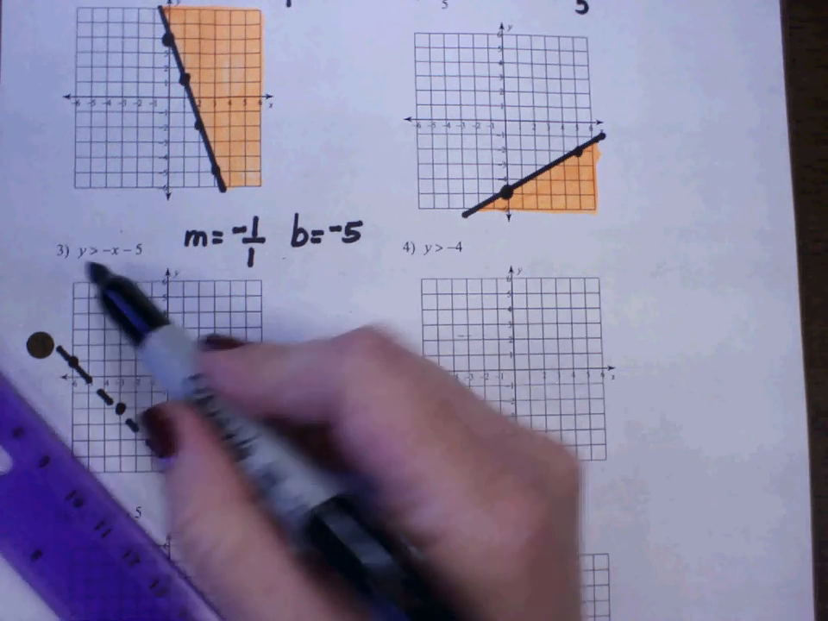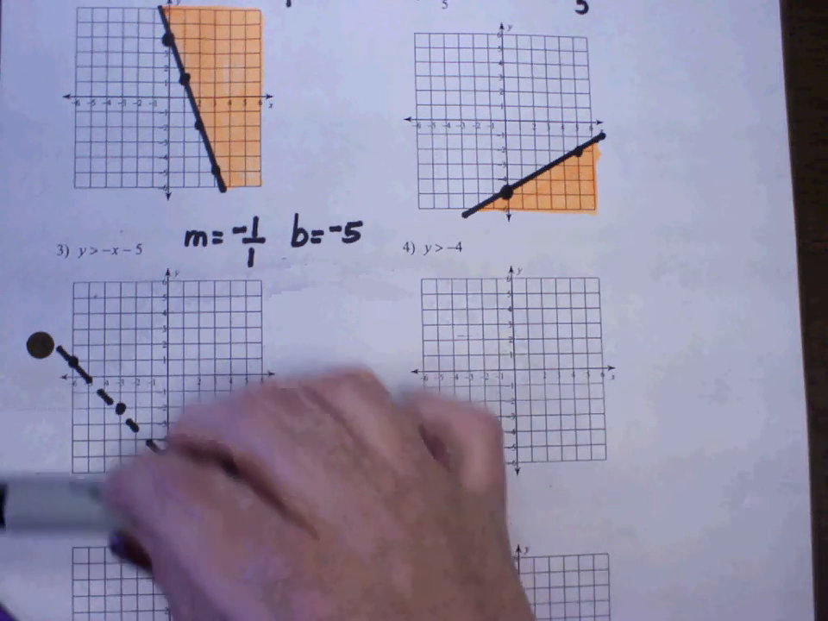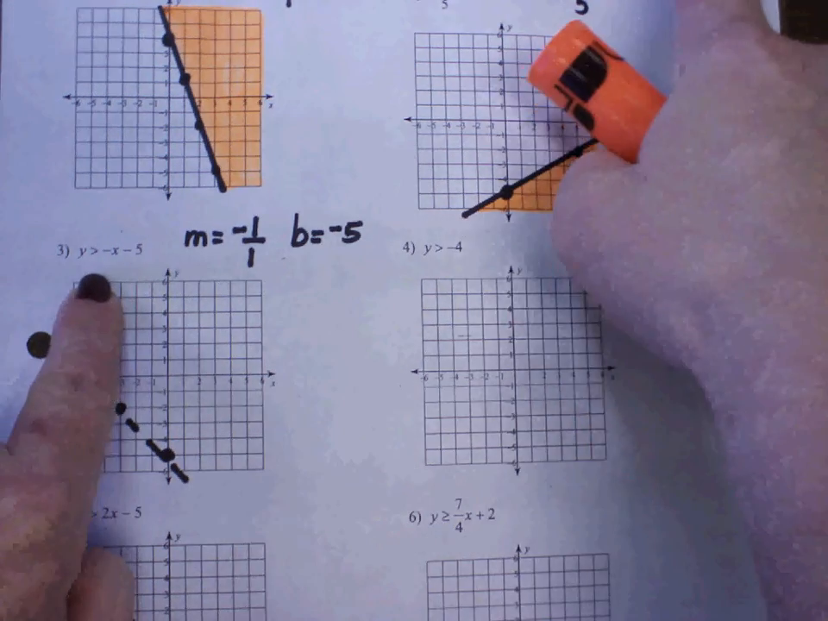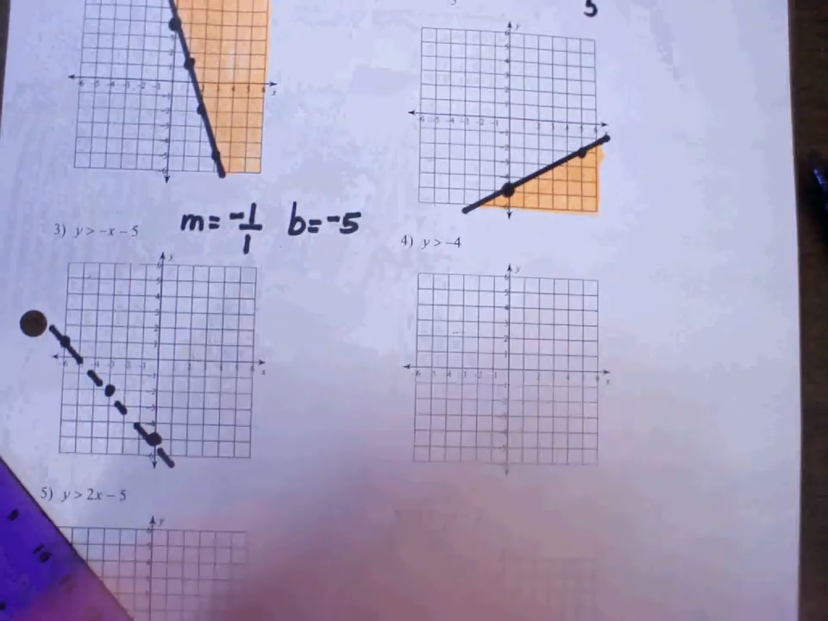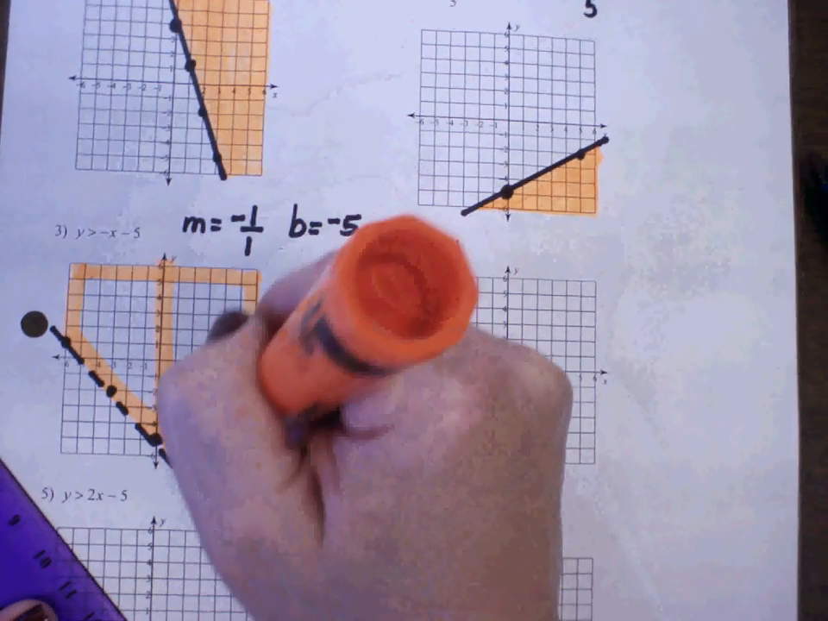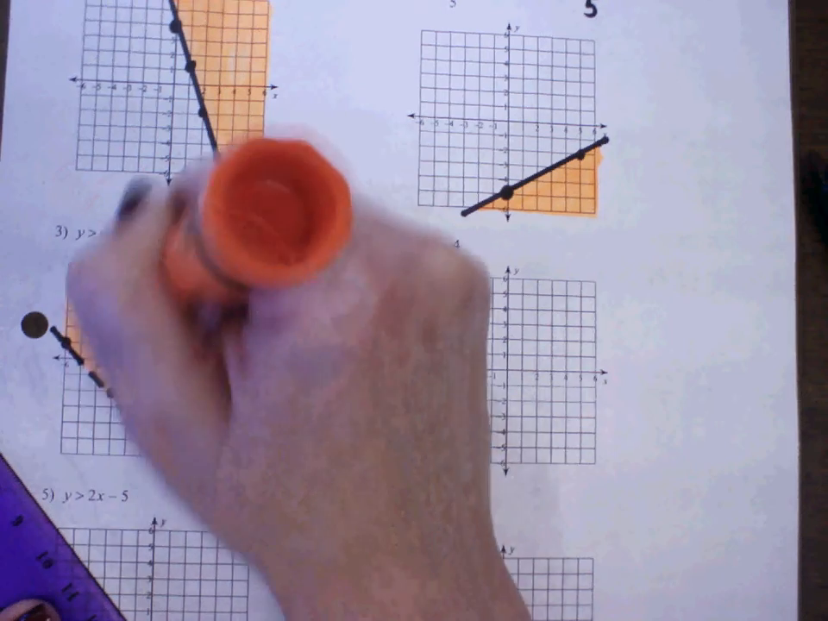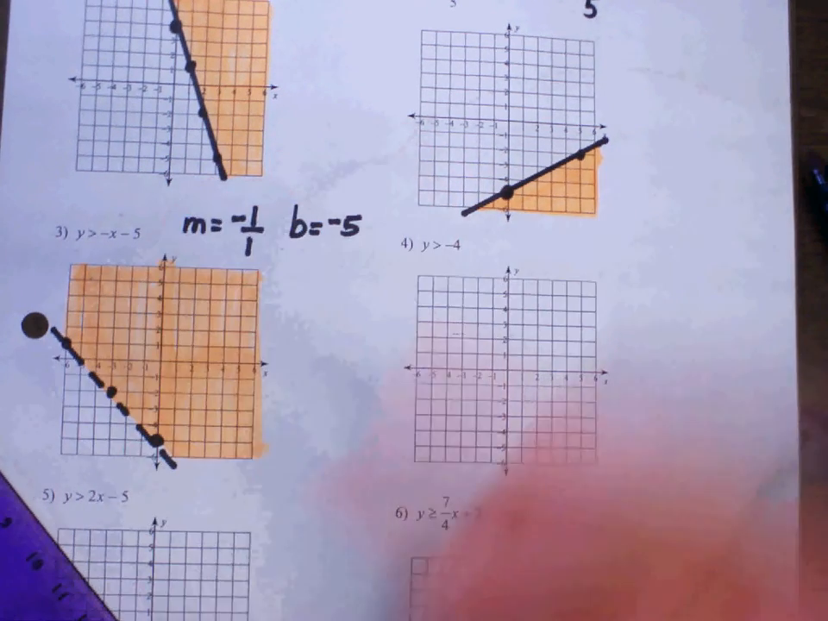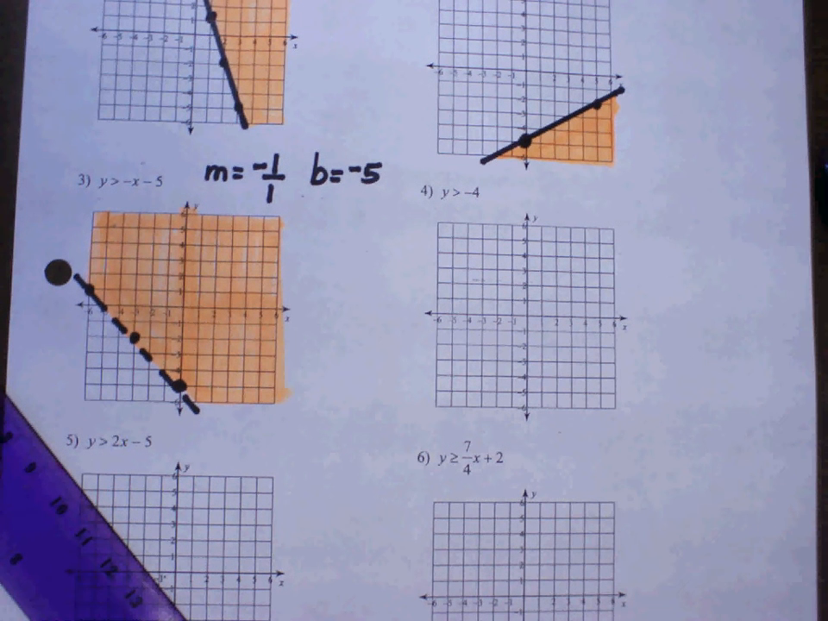All right, so it's greater than. So on top of that line or below that line? If it's greater than, you shade over, up, right? So everything that's up of that line on Y. Okay? Yes, babies? Ready for the next one?